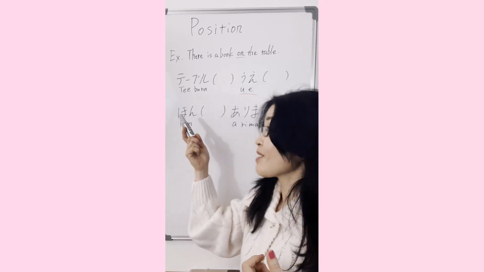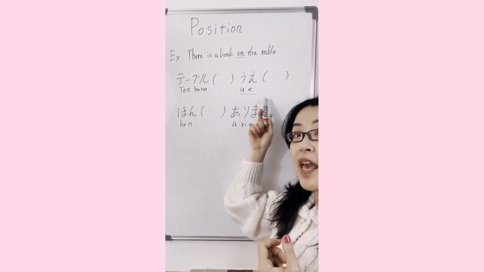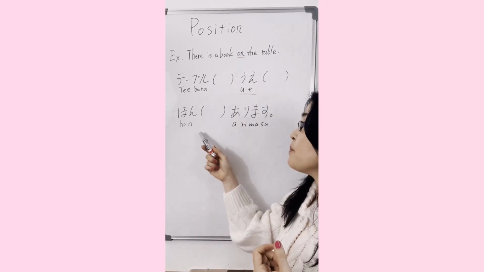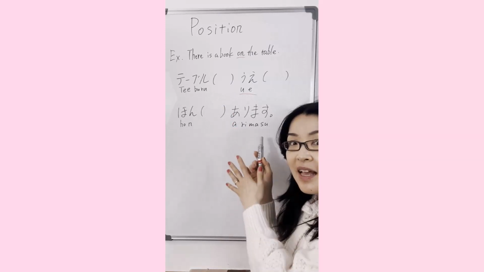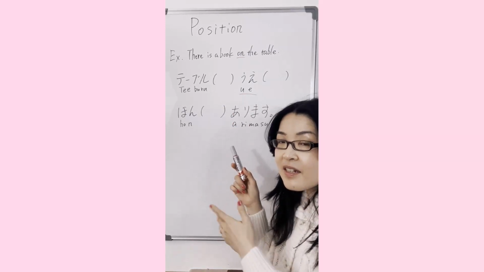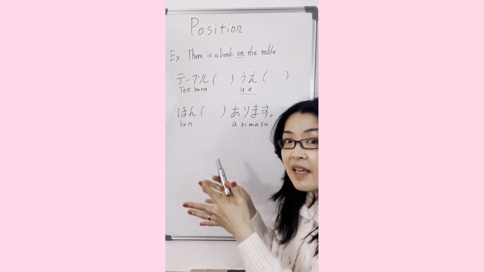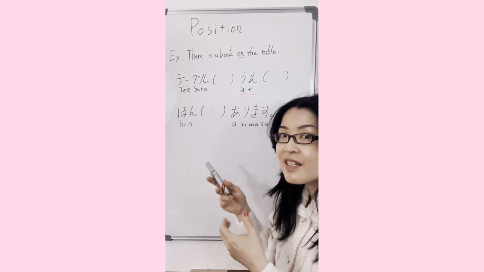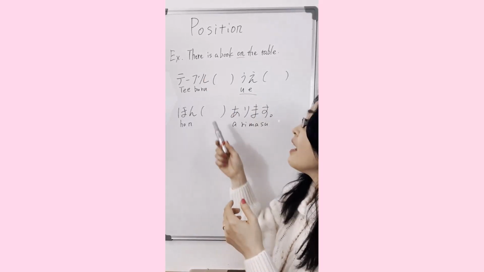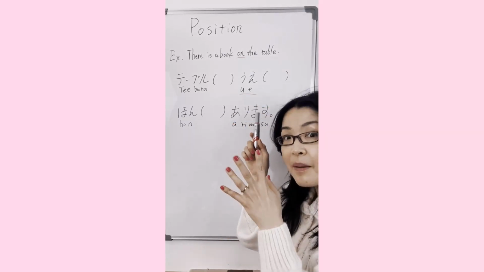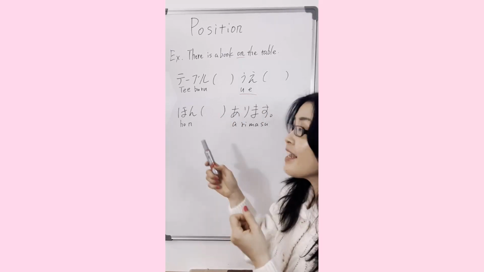So let's try. テーブル something, 上 something, 本 something, あります. Yes, so あります means something exists, not living creatures, but an object that exists in a certain place. So it works like "there is" and "there are" in English, okay? And then you need to insert a particle in each bracket, okay?